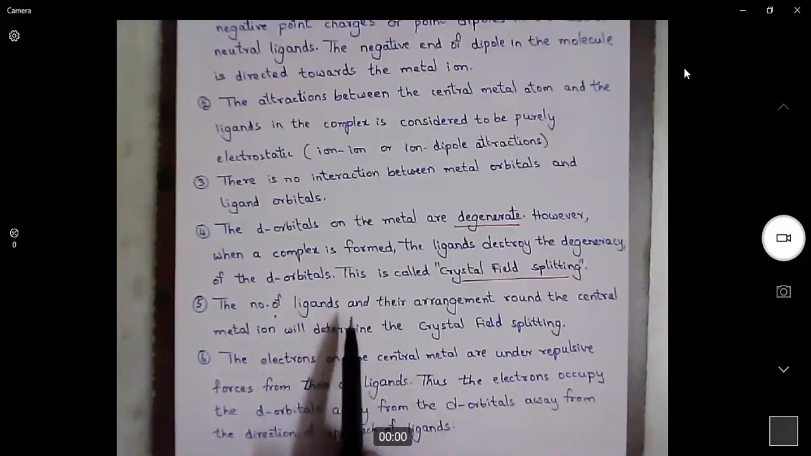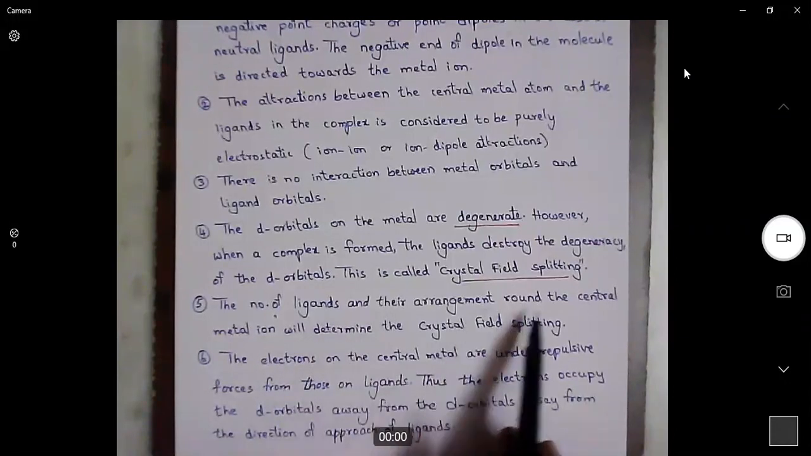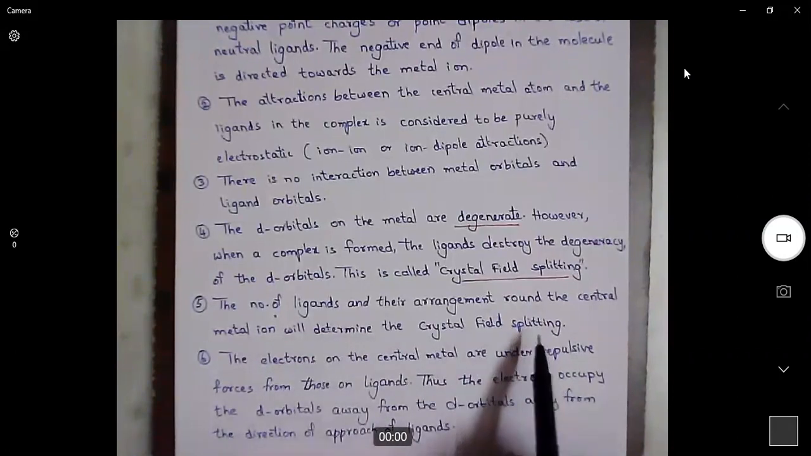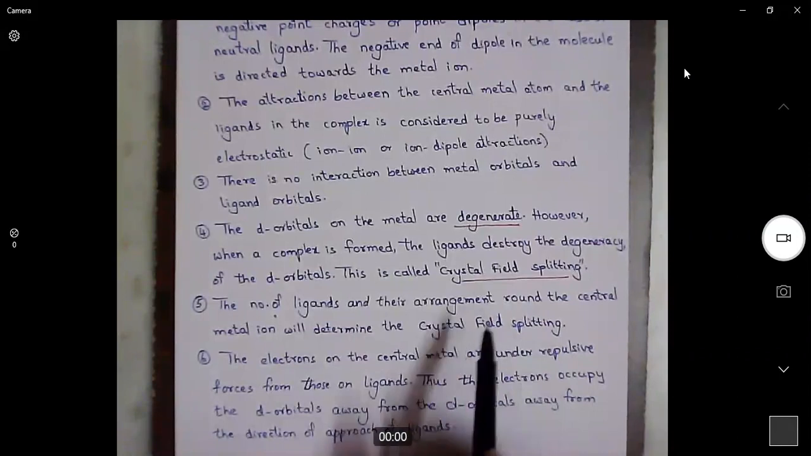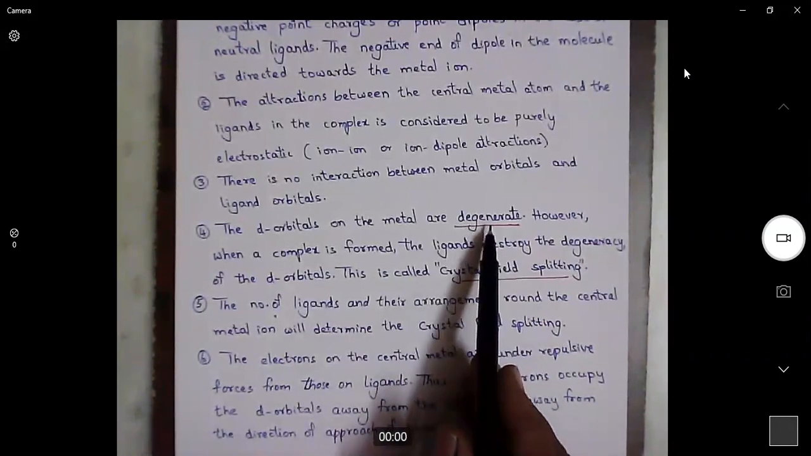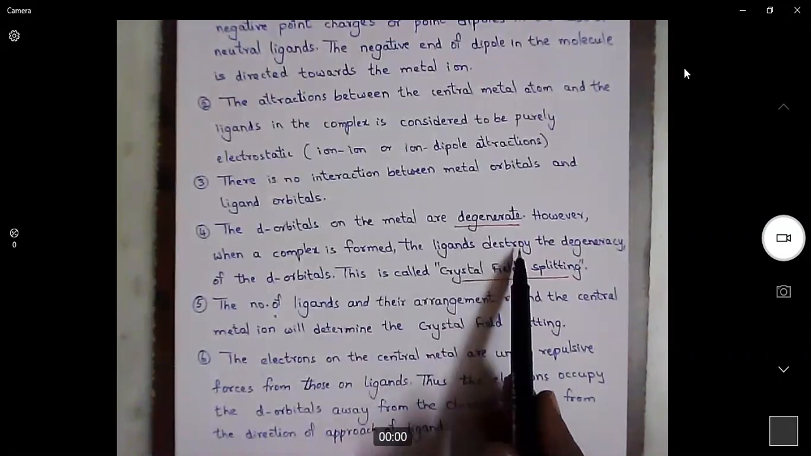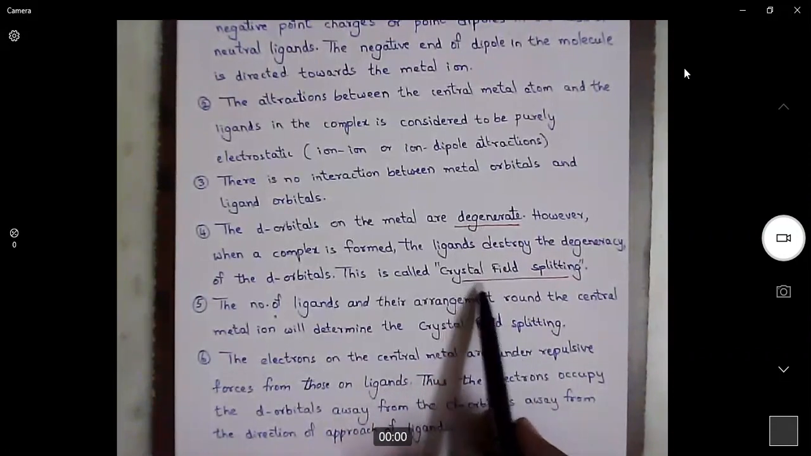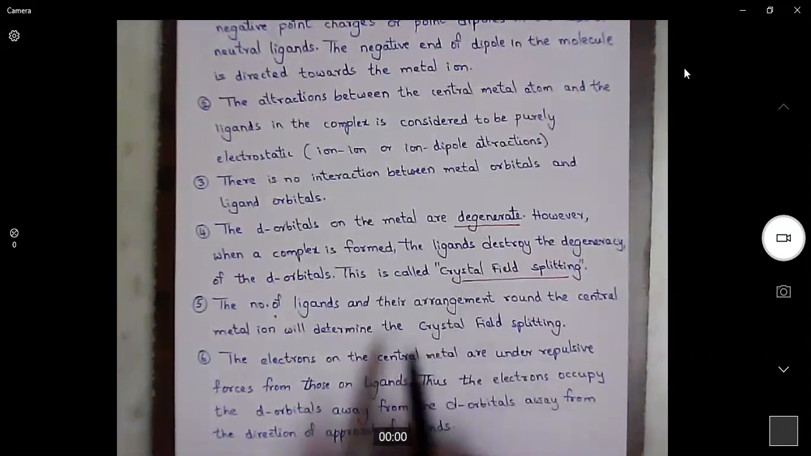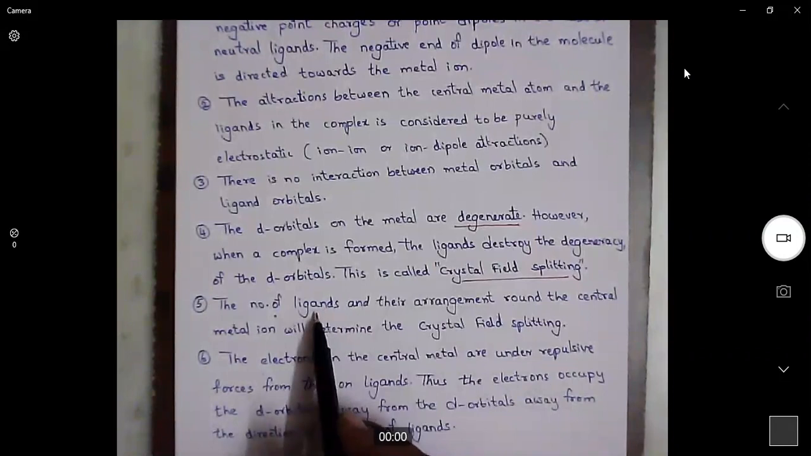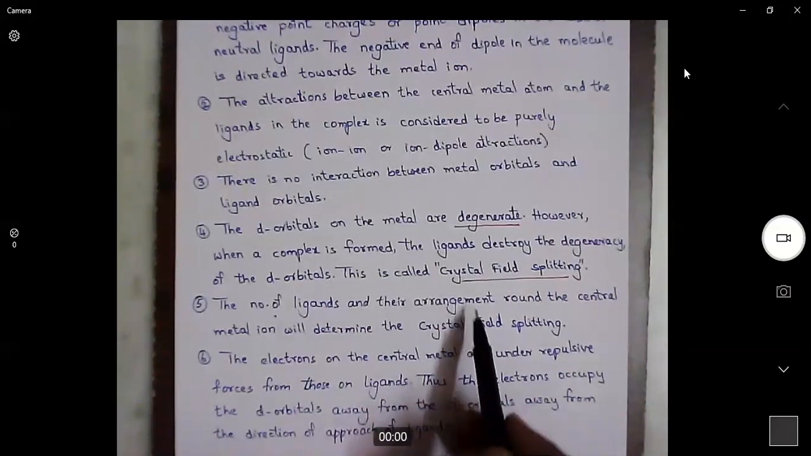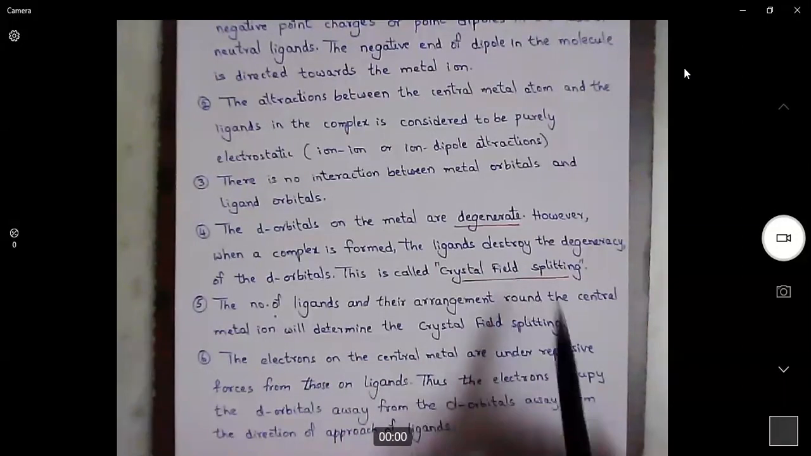The number of ligands and their arrangement around the central metal ion will determine the crystal field splitting. So in the complex, when there is a bond between metal and ligands, the degenerate d orbitals will be split into different categories, which is called crystal field splitting. It is governed by the ligands, the number of ligands and their arrangement, how they are approaching the central metal ion.